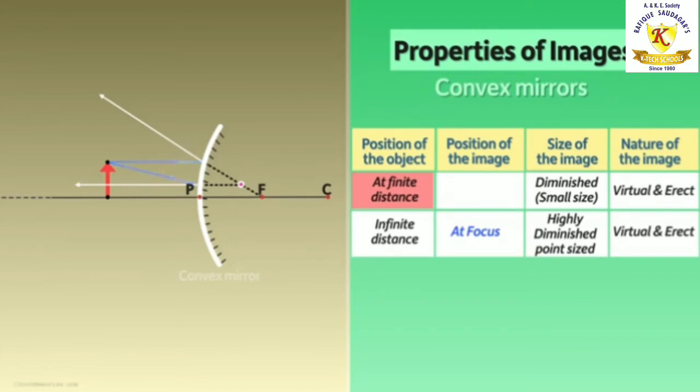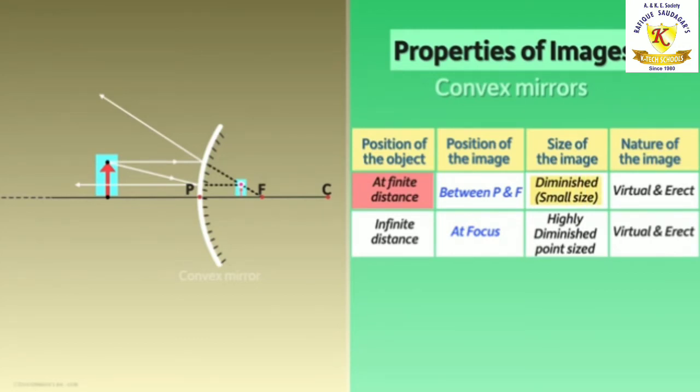Okay, so let's quickly join these image points to get the complete image of the object. If we measure the length of the object and the image, we will find that the object size is greater than the image. So we say that the image is diminished.